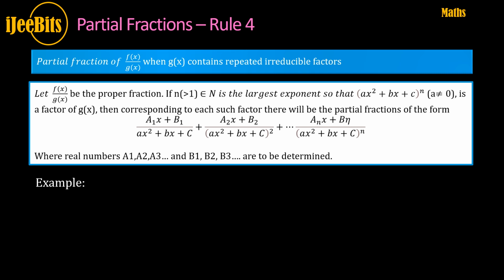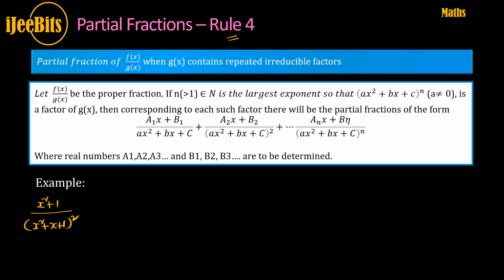Let me write this down. Here the factor is supposed to be irreducible. The given proper fraction is x plus 1 divided by x square plus x plus 1, the irreducible factor that we studied also, and this has to be repeated, like you put a square on it. Then I can say straight away this is rule number 4, because this is power 2, like x to the power 4.